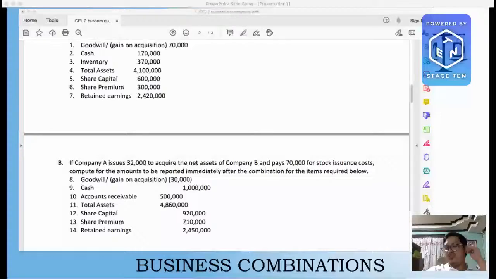Now to proceed to the other questions. Okay, just like in the earlier scenario wherein we computed for the individual amounts, let's start with cash.